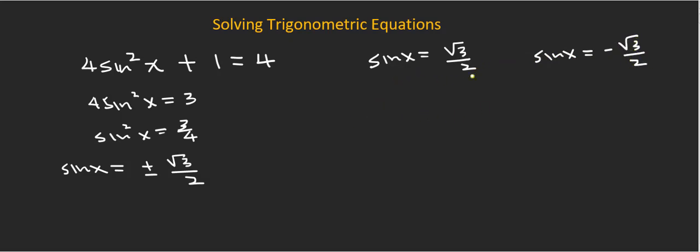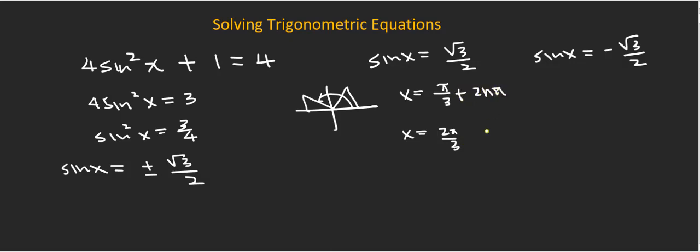Let's solve this part first. You know that sine x is positive in the first and second quadrants. So sine of what is radical 3 over 2? Well, that's going to be x equals pi over 3. If this reference angle is pi over 3, what is this right here? That's pi minus pi over 3, which is going to be 2 pi over 3. And you have to do plus 2n pi and plus 2n pi where n is any integer.